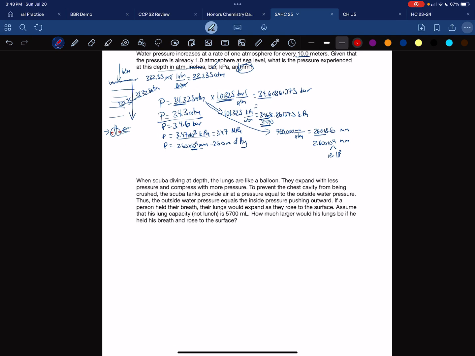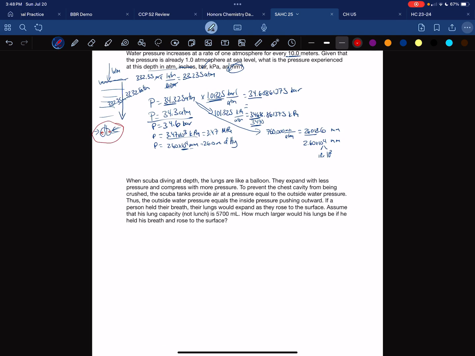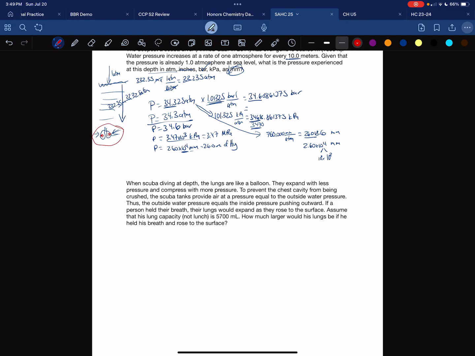So how much larger would the lungs be if this person held their breath at the bottom? The person takes in a deep breath way down here, and they hold their breath all the way to the surface. As they rise, the pressure is going to stay the same inside, but it's going to decrease on the outside, so it's like blowing up a balloon. So we could use the gas laws for this and just say PV equals nRT. All of this seems to imply a constant temperature. The gas constant's the gas constant, and the number of moles is going to be the same. It's a closed system, so the pressure times the volume is going to be constant.